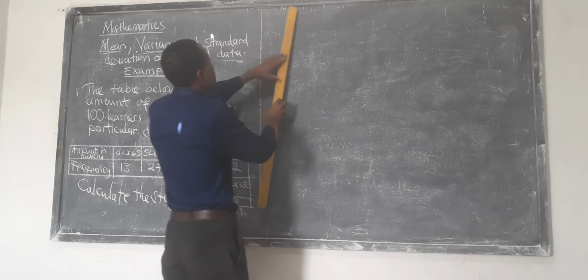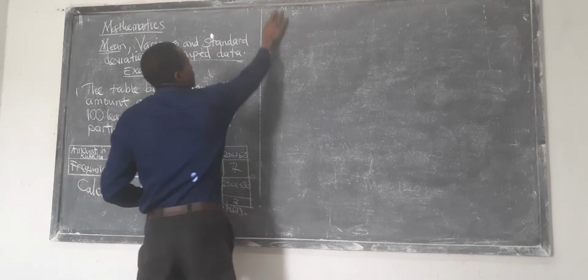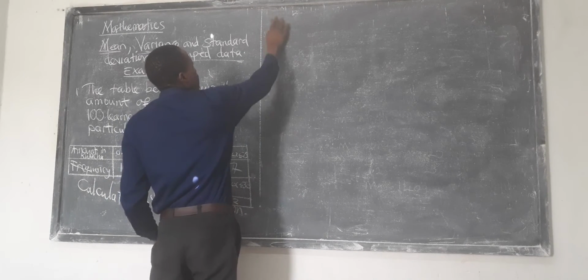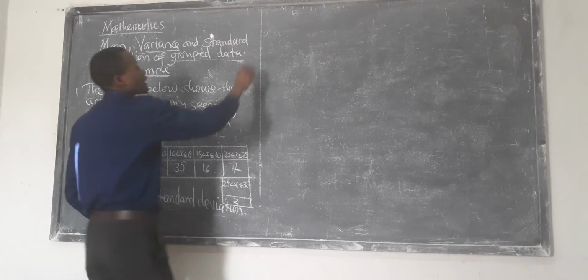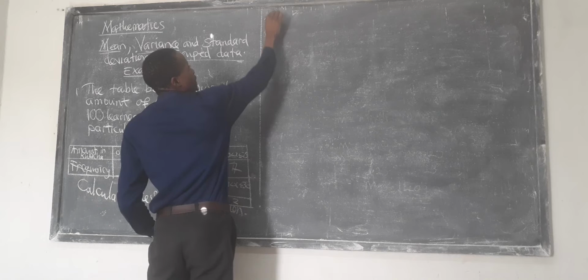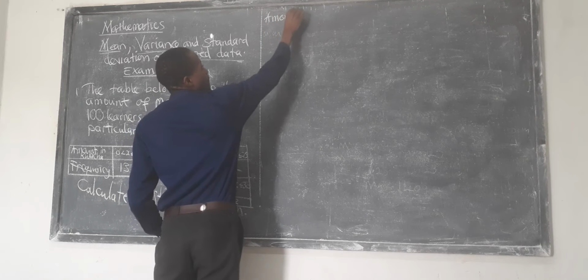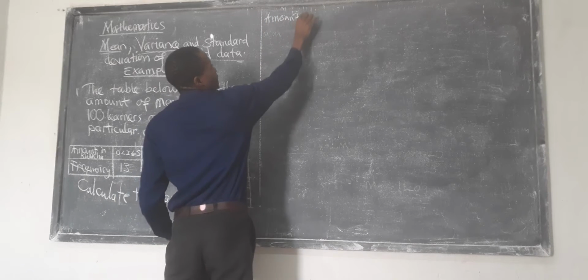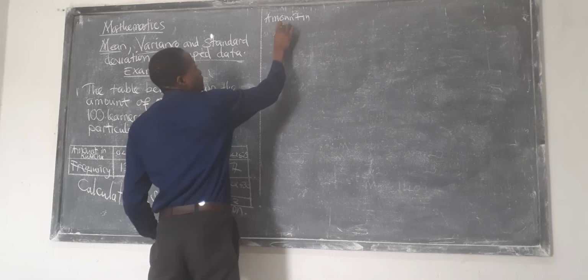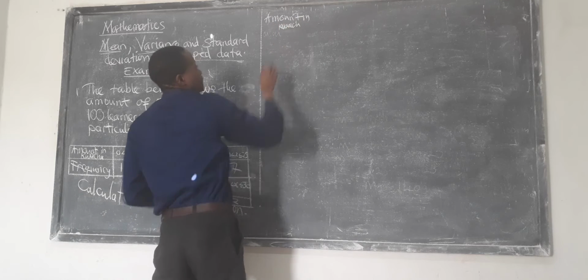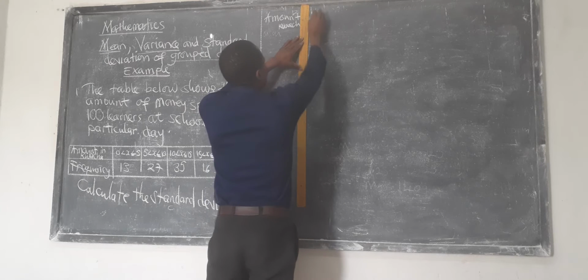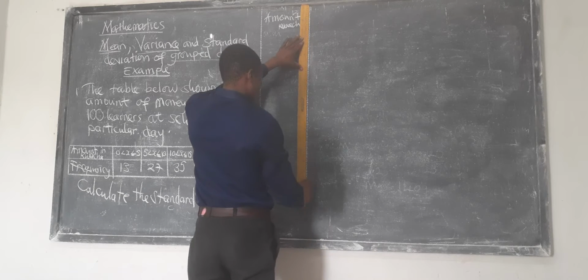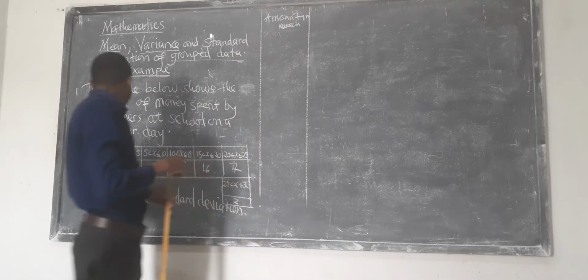We need to draw a table with 8 columns. The first column will have the data value, or the amount in kwacha in this case. That's the first part of the table. And the second part, we have frequency.